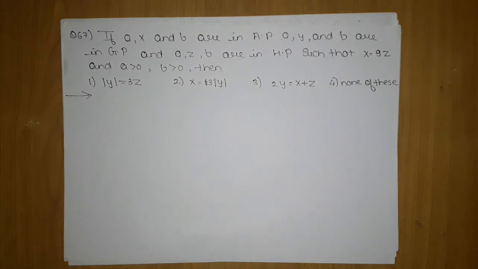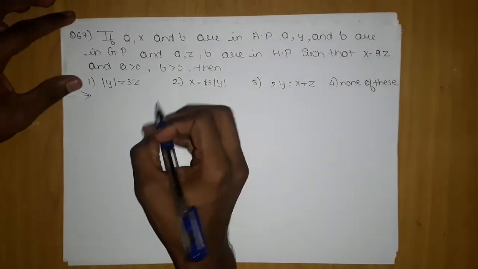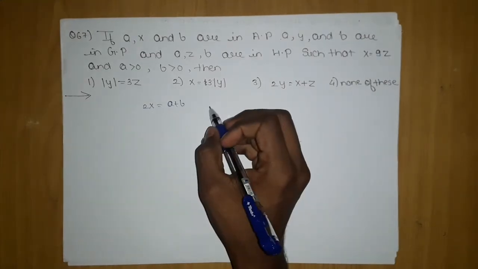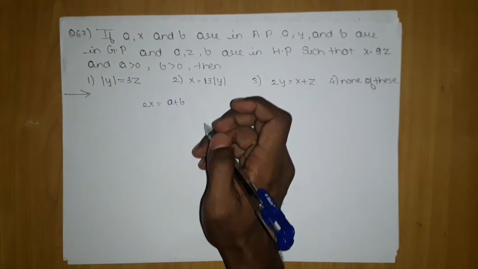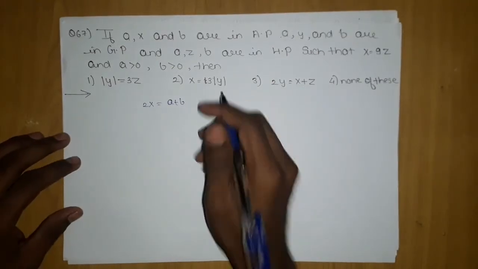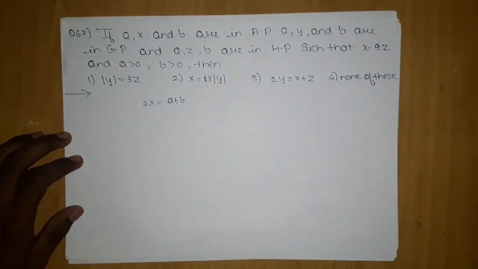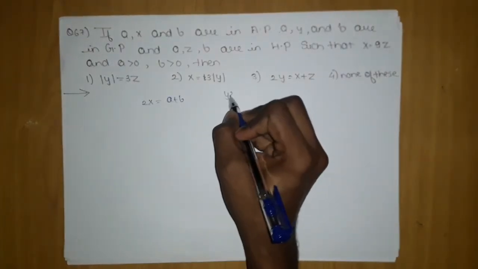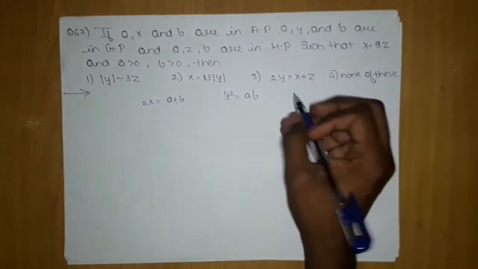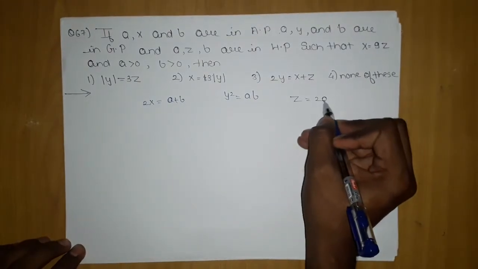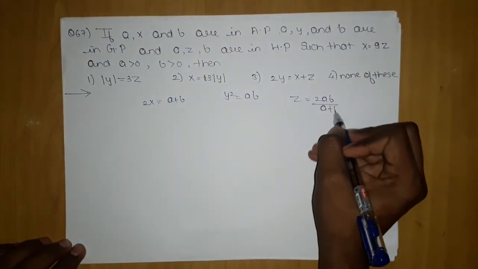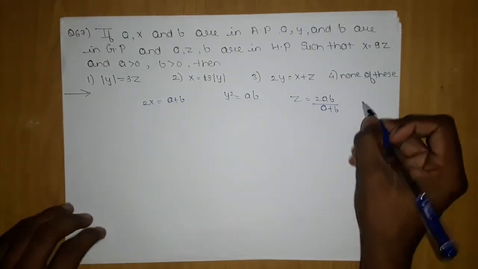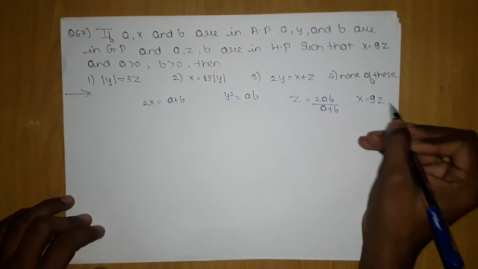So let's write the conditions. First, AP condition, 2X is equals to A plus B. Second, the GP condition, which is nothing but Y square is equals to AB. And the last condition is HP condition, Z is equals to 2AB upon A plus B. Again I am writing it directly because I know the formula. Fine. Now we have one extra thing, X is equals to 9Z.